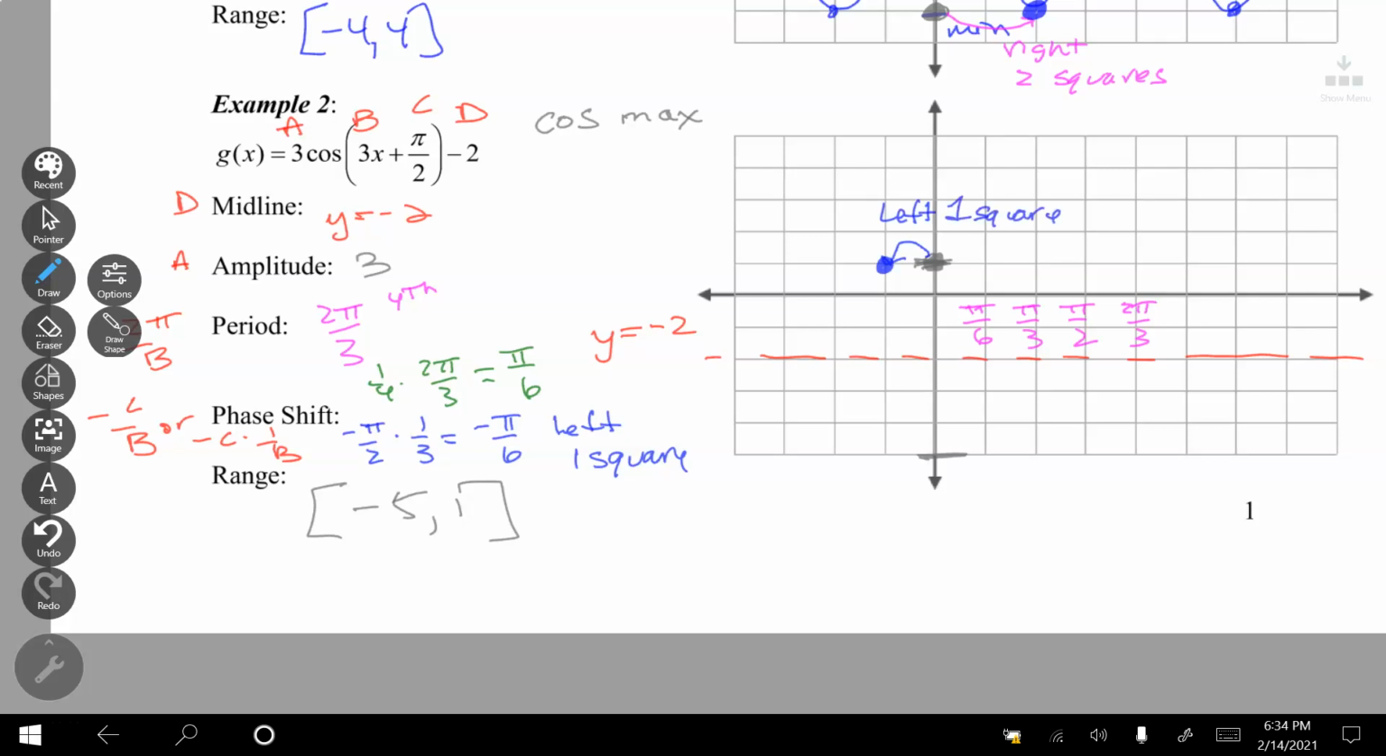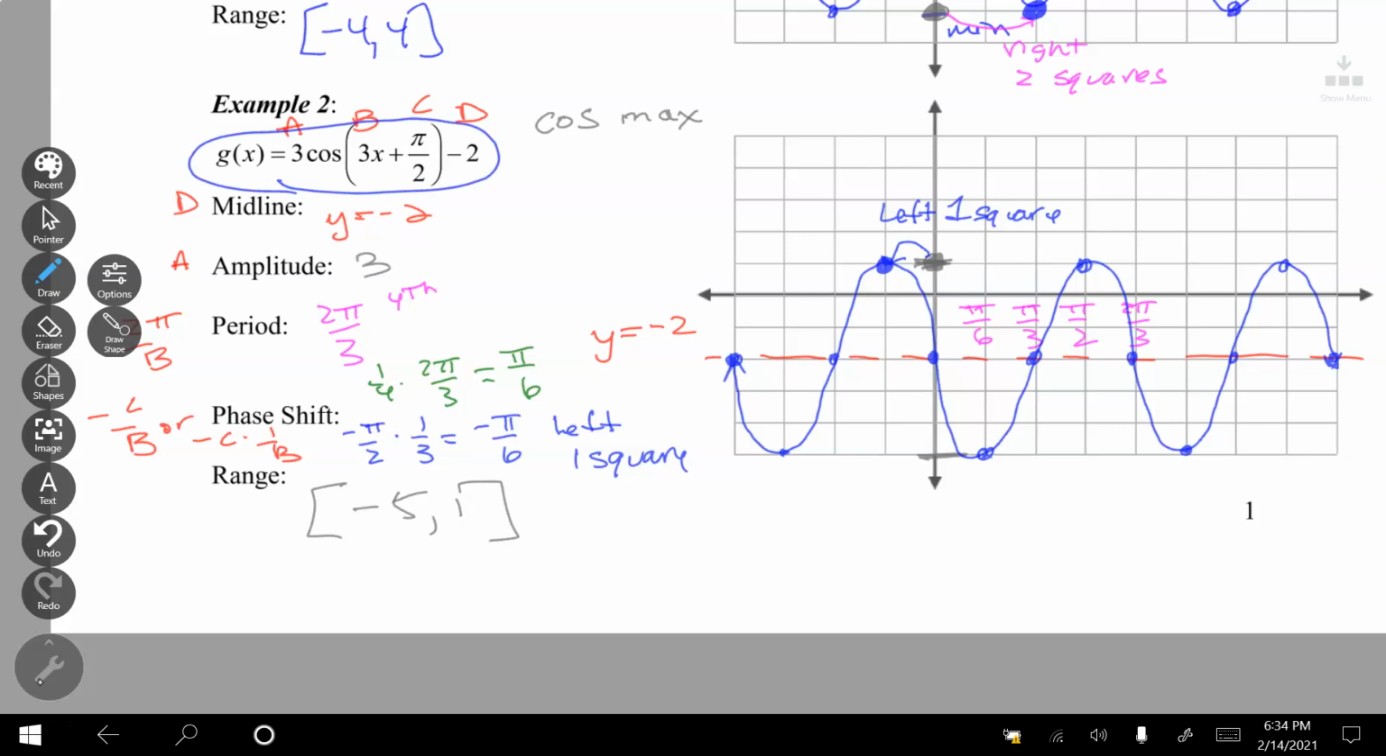Well, I have no choice. If it goes from max, the next one has to be at the midline, minimum, midline, max, mid, min, mid, max, mid, min, and back at the midline. I'm going to draw this graph, and I get a graph that looks like this. And that is a graph of g of x.